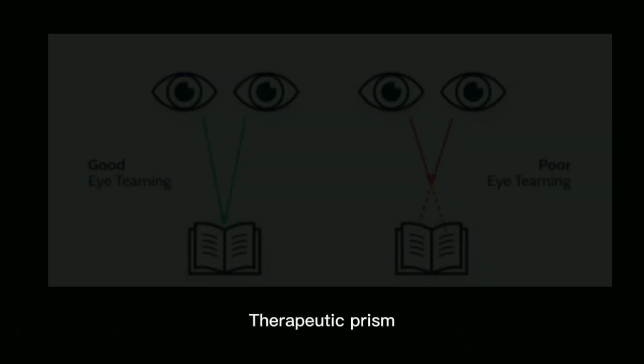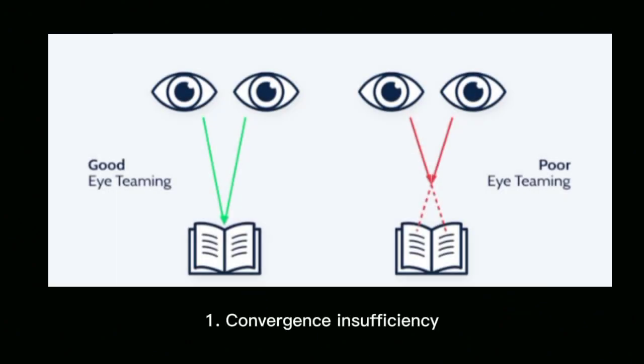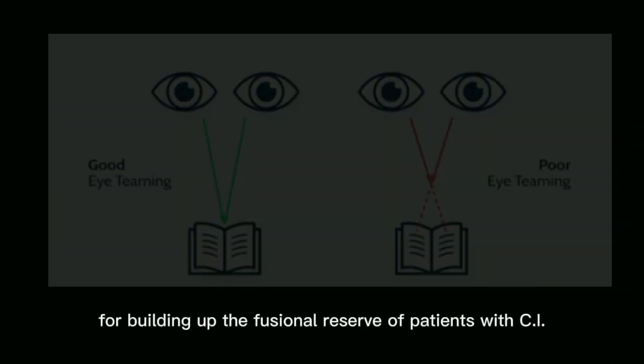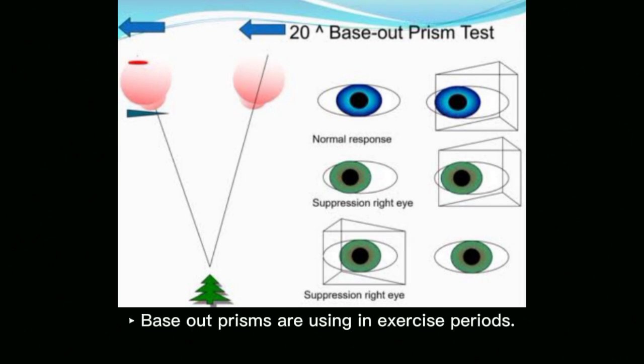Therapeutic prism. 1. Convergence insufficiency. Commonest therapeutic use of prisms in orthoptics, for building up the fusional reserve of patients with convergence insufficiency. Base out prisms are used in exercise periods. They are not worn constantly.